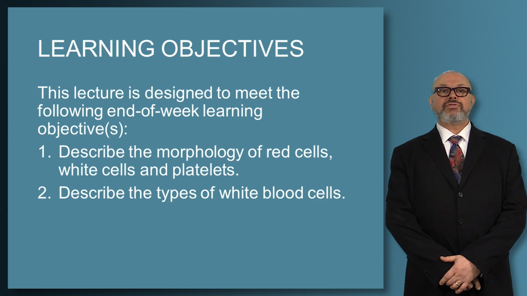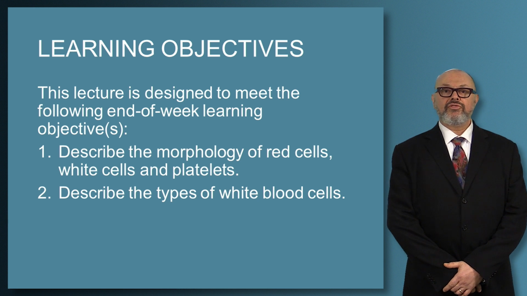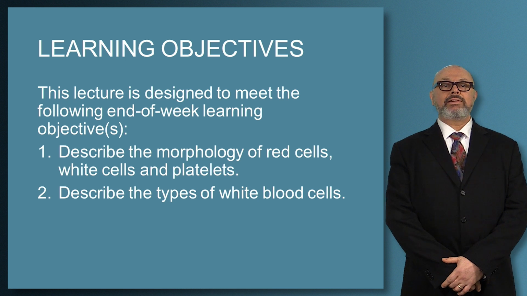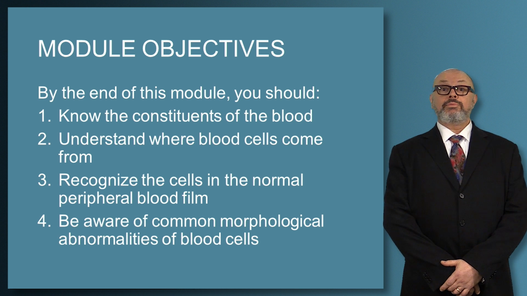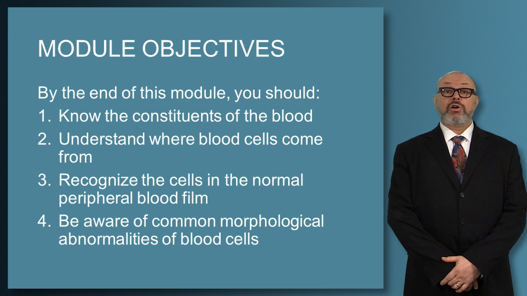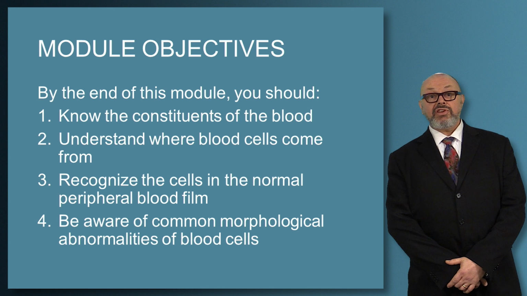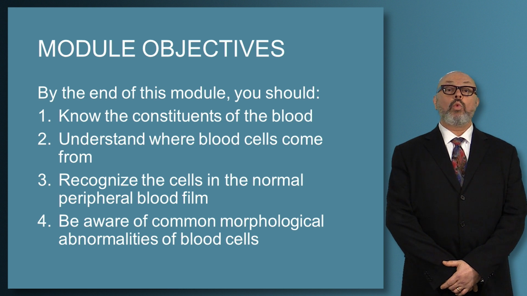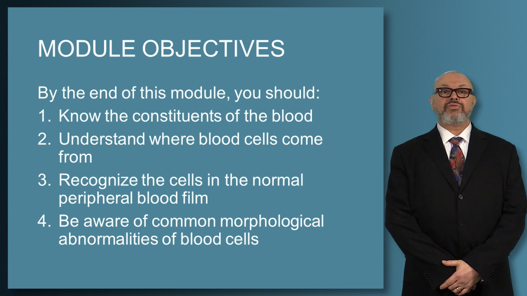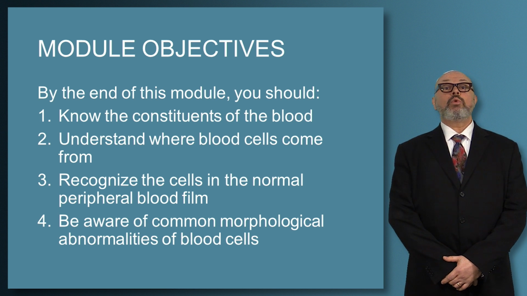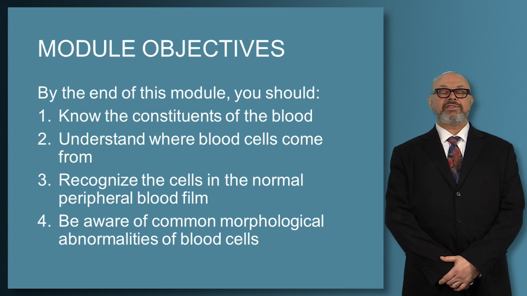Our learning objectives are these. We should be able to describe the morphology of red cells, white cells, and platelets, and describe the types of white blood cells. Our module objectives are here. By the end of this module, you should: 1, know the constituents of the blood; 2, understand where blood cells come from; 3, recognize the cells in the normal peripheral blood film; and 4, be aware of common morphological abnormalities of blood cells.